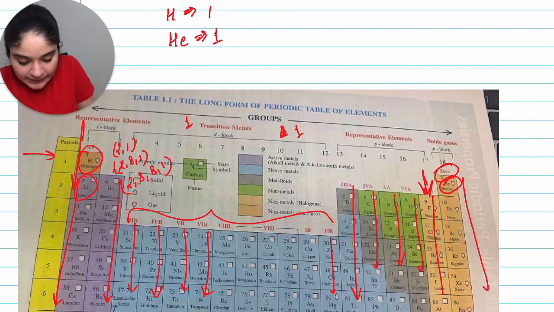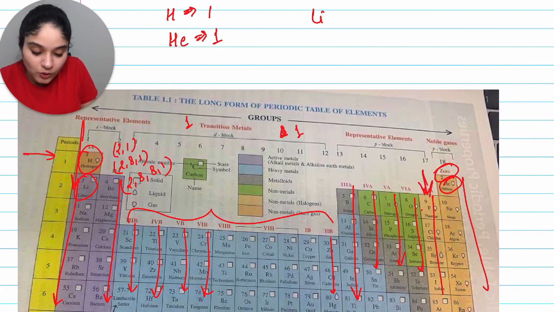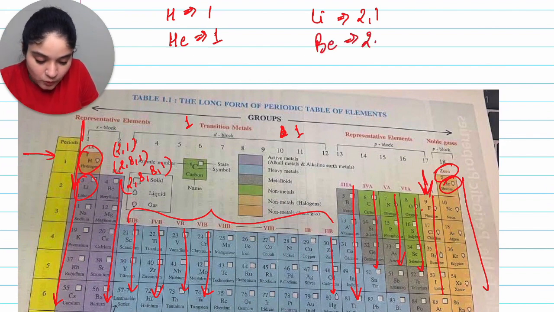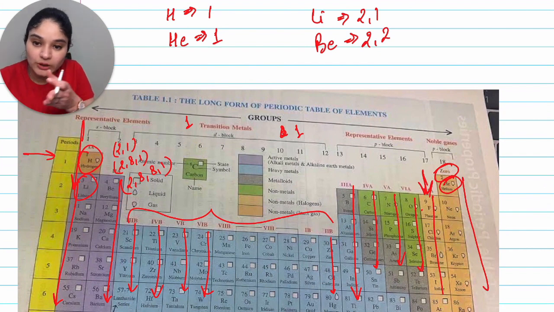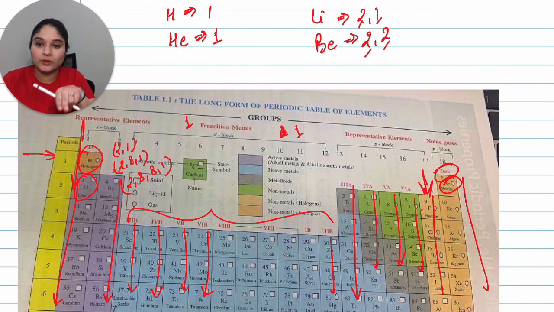When I talk about the second period, lithium has atomic number 3, so the electronic configuration will come out to be 2, 1. Then after lithium, I have beryllium, so the electronic configuration will come out 2, 2. What is happening here is the number of shells is 2, which means it belongs to period 2.